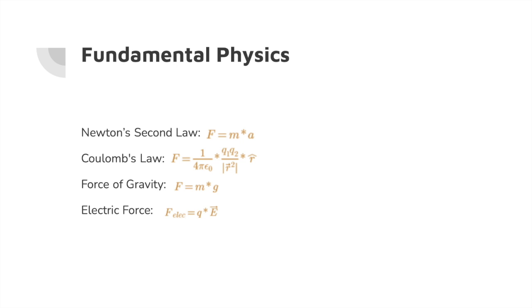The last two pieces of physics are the force of gravity, which is the mass of an object times the gravitational constant, 9.8 meters per second squared, and the electric force, or rather, another way to write the electric force, which is the charge of a point charge times the electric field of the other point charge.